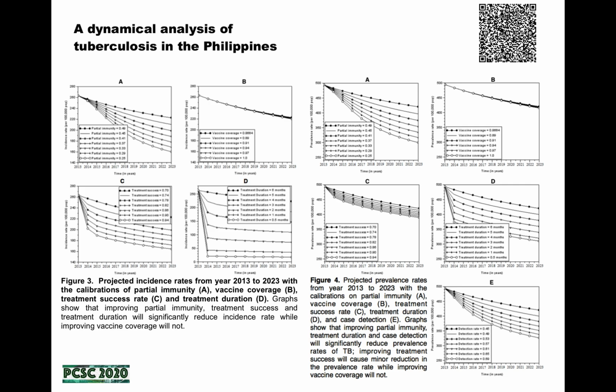When we simulated the model, we got the following projection for TB incidence and prevalence rates. We found that improving immunity, treatment success, and treatment duration significantly reduced the projected TB incidence in the Philippines. And to reduce the projected TB prevalence in the Philippines, we need to improve partial immunity, treatment success, treatment duration, and case detection. But what is interesting in our study is that our model suggests that improving vaccine coverage will not significantly reduce both TB incidence and the prevalence rates of tuberculosis.